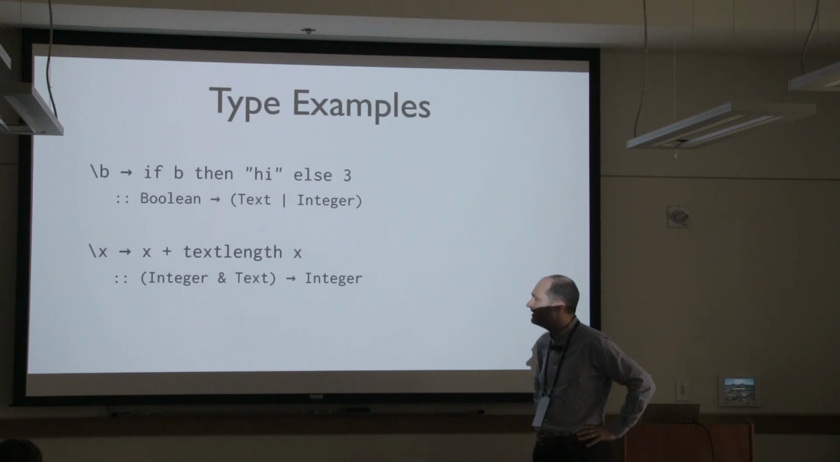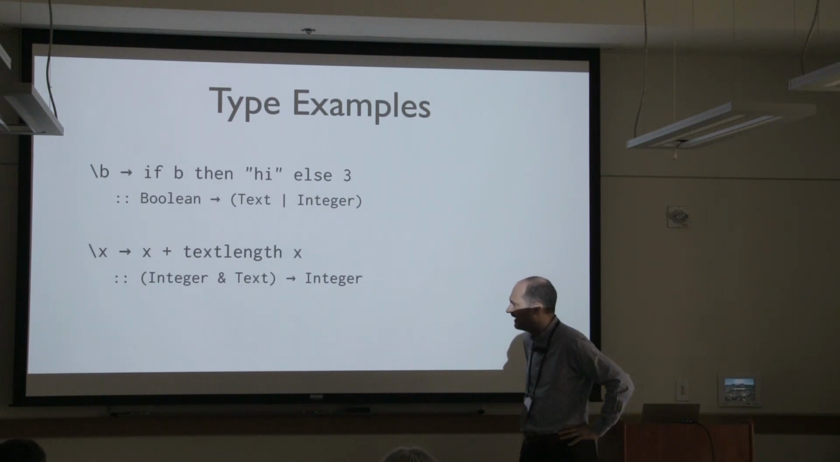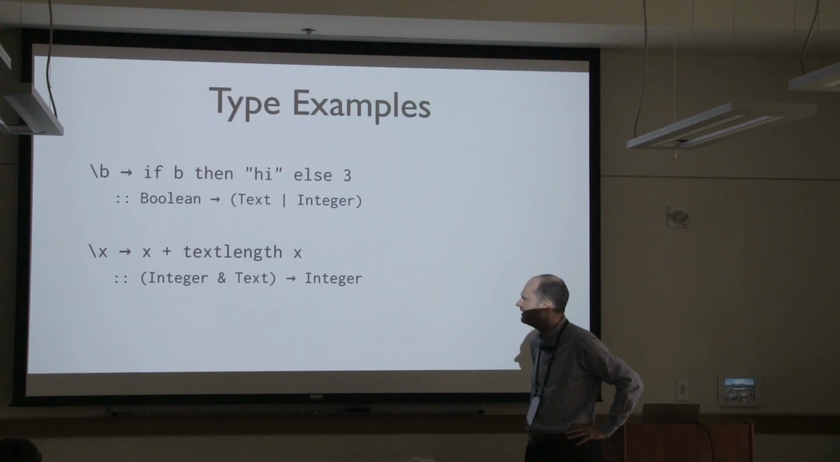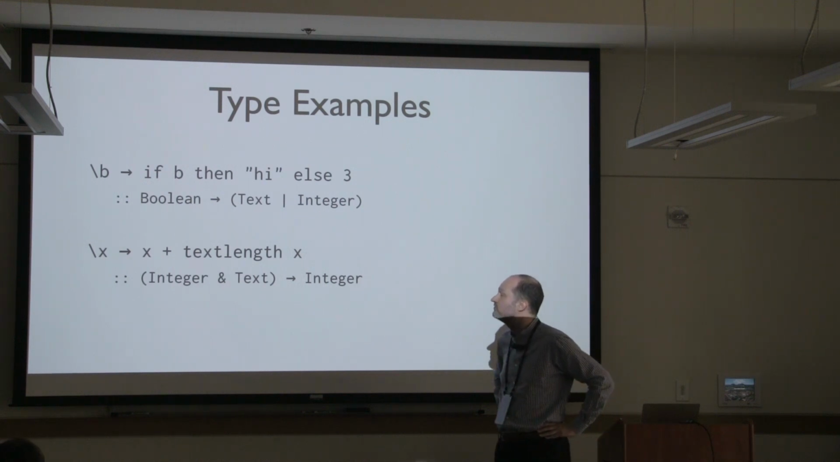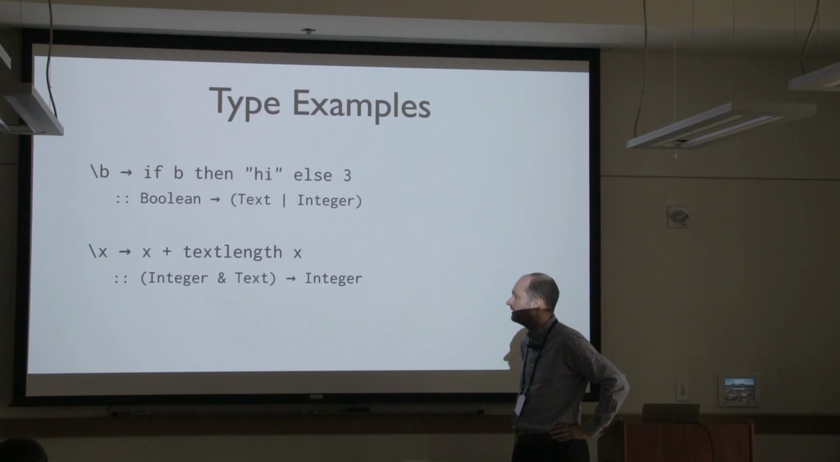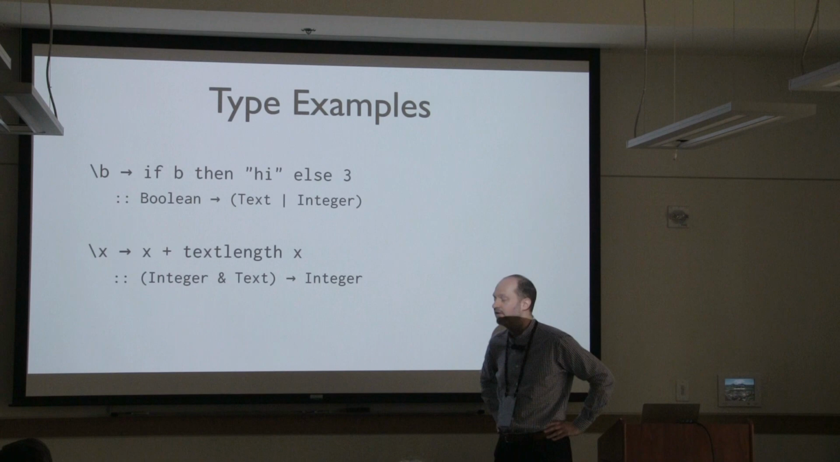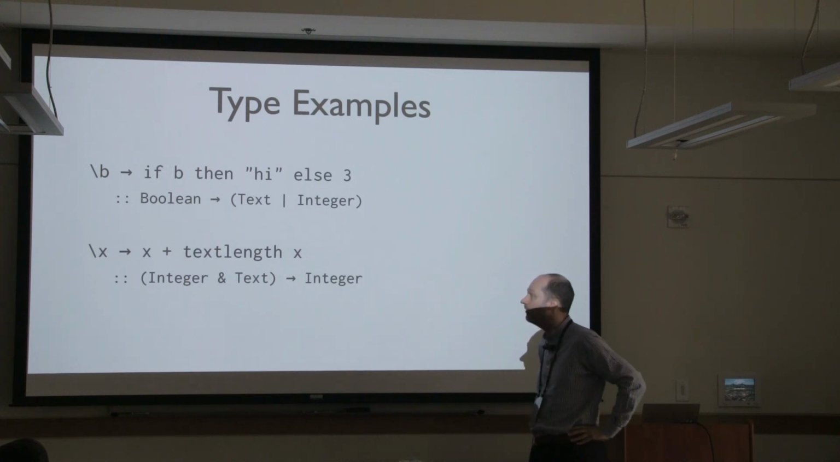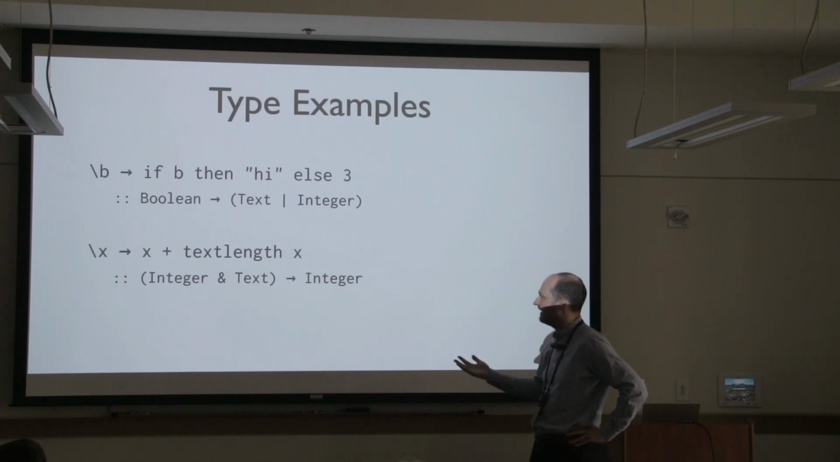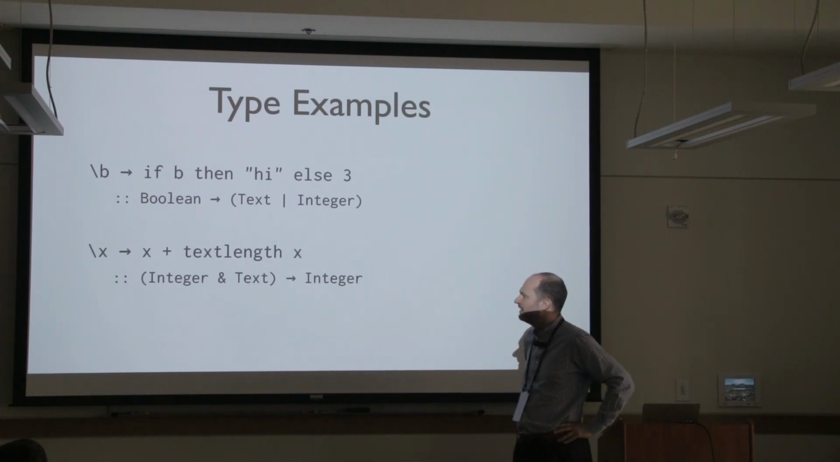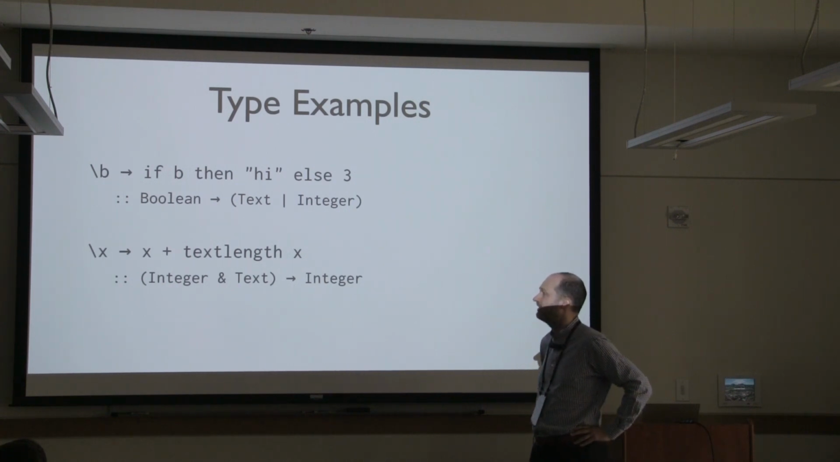In the second case, we have this function. X is the argument here, and we pass it to the integer addition function, first of all. So it must be an integer. And we pass it to the text length function. So it must be text as well. So in this case, we have a function from integer and text to integer. So that second case is probably a type error.